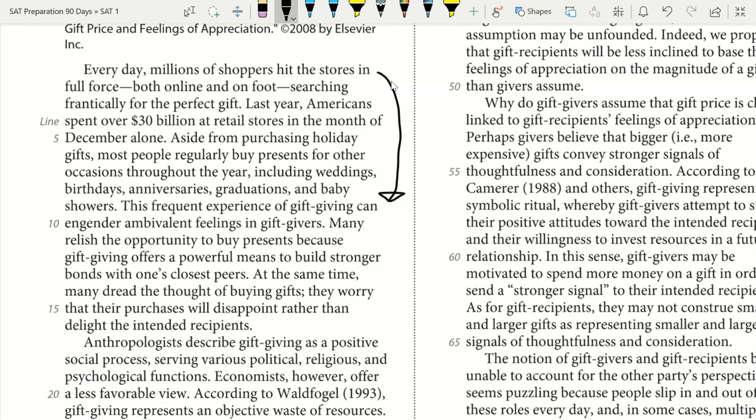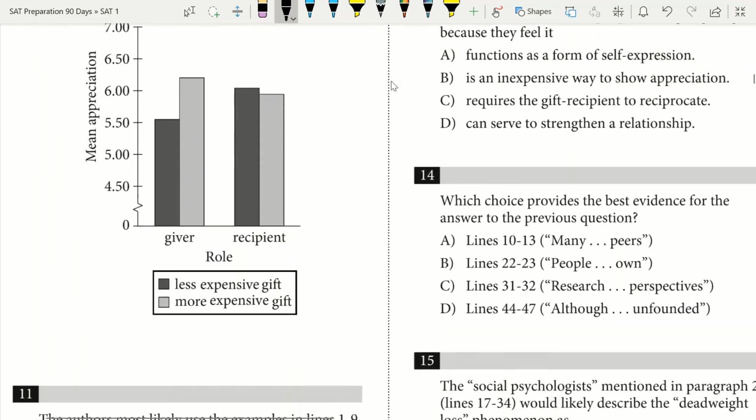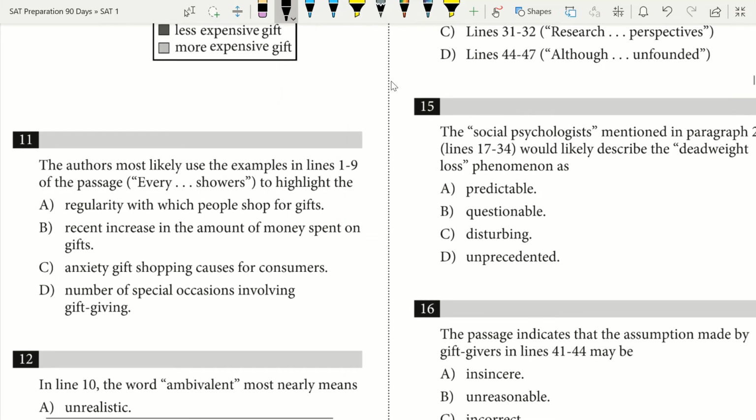We see that every day millions of shoppers are hitting the stores. We're talking about how much money is spent on gifts at retail stores, finding the perfect gift, and all of these gift-giving opportunities. So we're really talking about the frequency or recurring nature of gift giving, how often it happens. It's frequent. It's a lot of gift giving. So the regularity with which people are shopping for gifts is what we're talking about in lines 1 through 9. So A will be our answer there.